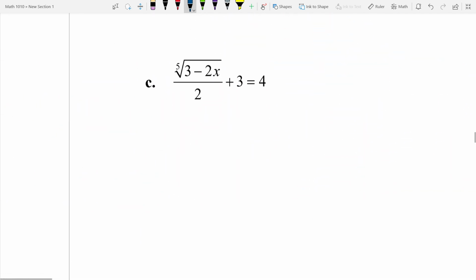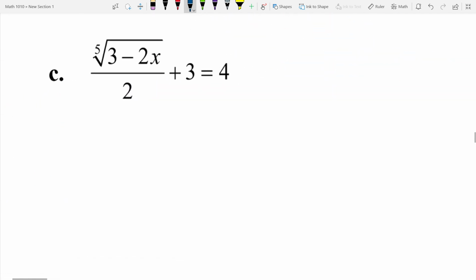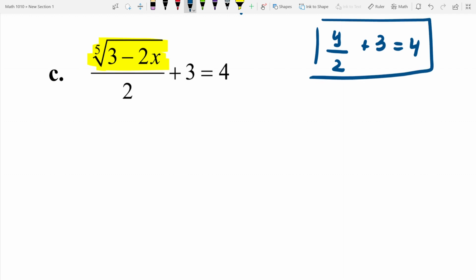Here is part C. So step 1 is to get the radical alone. You guys, if you see this right, then you're going to be able to do it correctly. So see that thing I just highlighted? Imagine that like being a y. So if you had y over 2 plus 3 equals 4, that works exactly the same way. So if this were your problem, the first step would be to just move that 3 over, and that's exactly what I'm going to do.